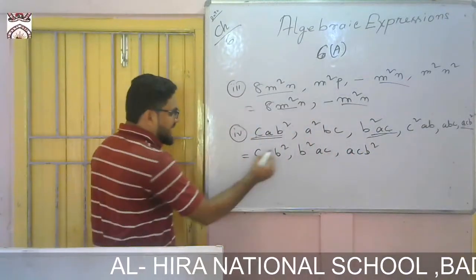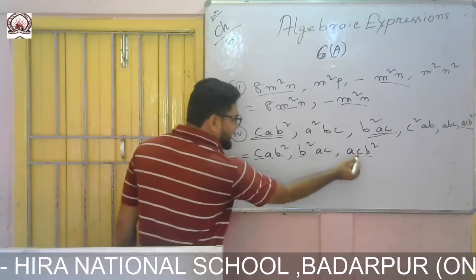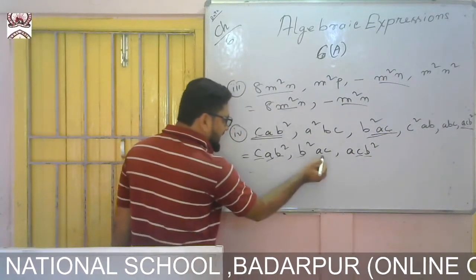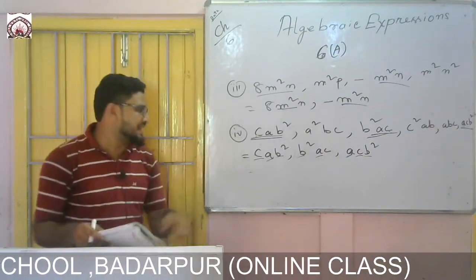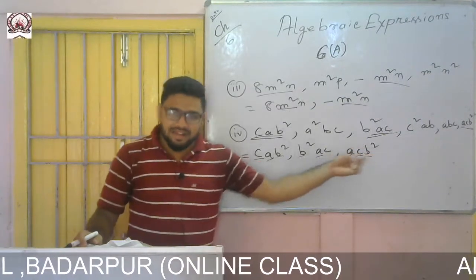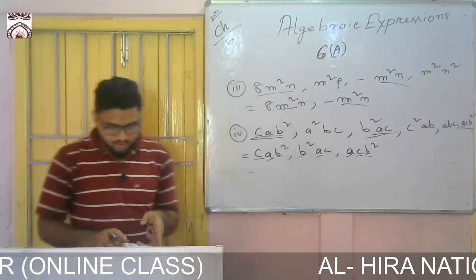So right answer: CAB square, B square AC, ACB square. Understood? You see here B square, here also B square, then here C, here also C, then here A, here also A. So all the literals are same in every term, so they are like terms.